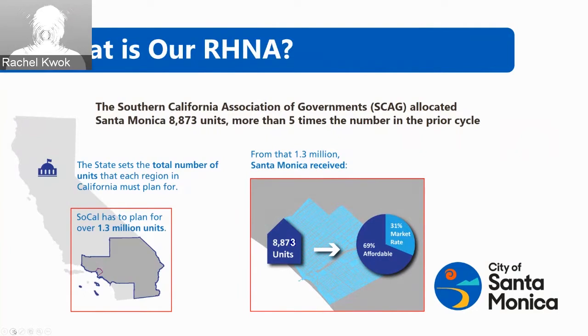So as I mentioned before, the RHNA number is developed at the state level, then it's divided amongst a region. And within the region, Southern California was given this number of 1.3 million units. And SCAG has divided that amongst the cities and jurisdictions and given us this total number of 8,873 units, of which approximately 70% must be affordable.